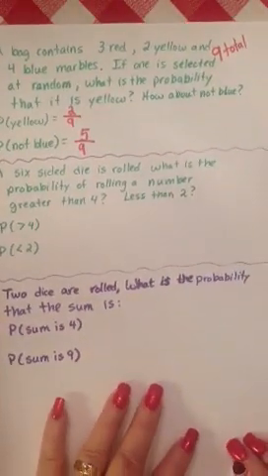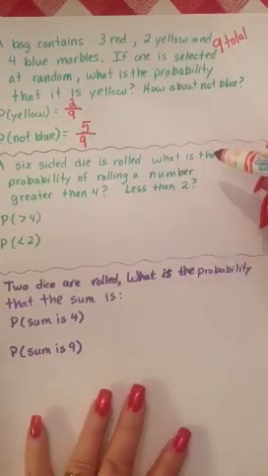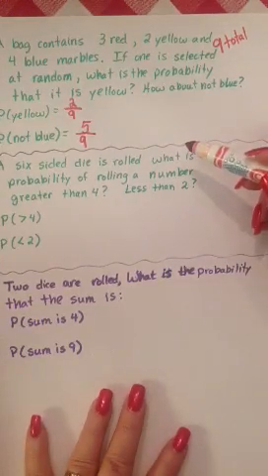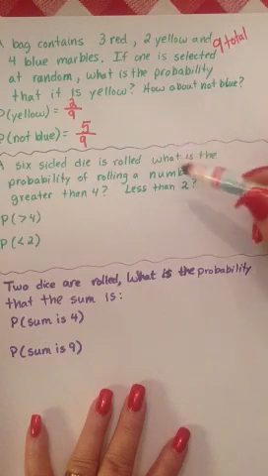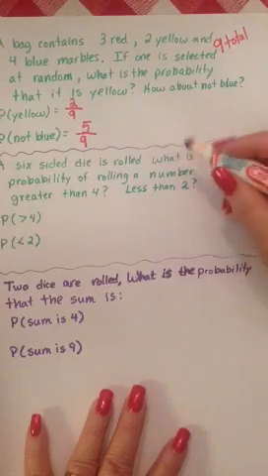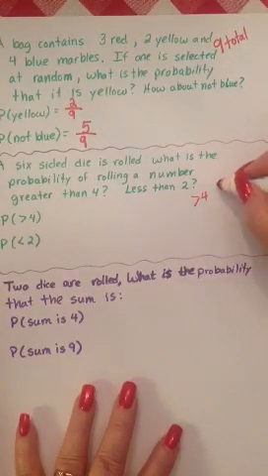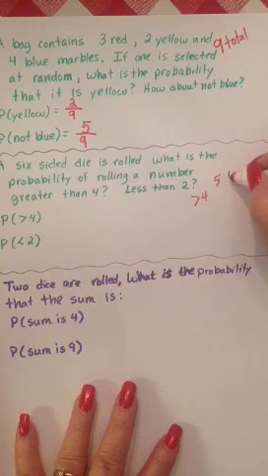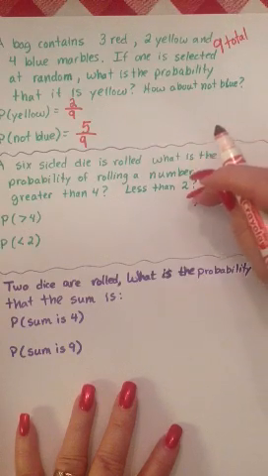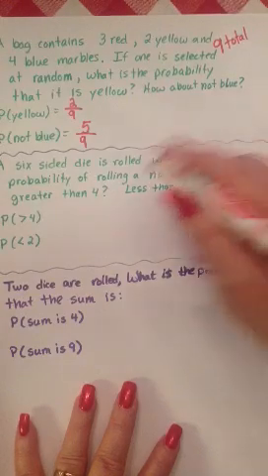Alright, so let's look at the next problem here. It says a 6-sided die is rolled. What is the probability of rolling a number that's greater than 4, or what's the probability of rolling one that's less than 2? So greater than 4 would be if I roll a 5 or a 6. Because greater than 4 would be 5 and 6. 5 and 6 are both greater than 4.